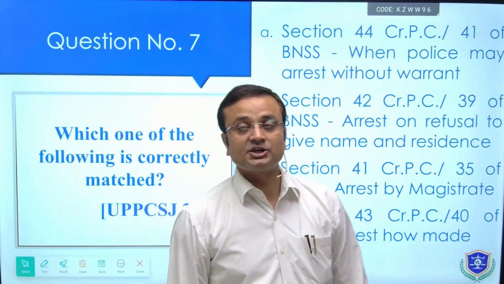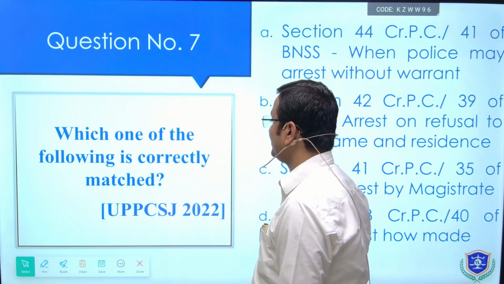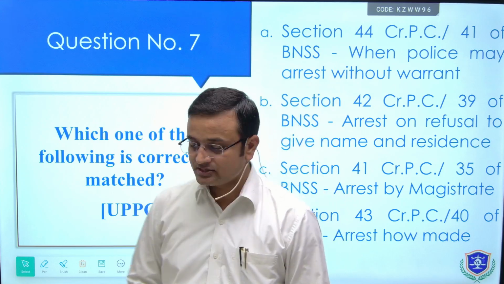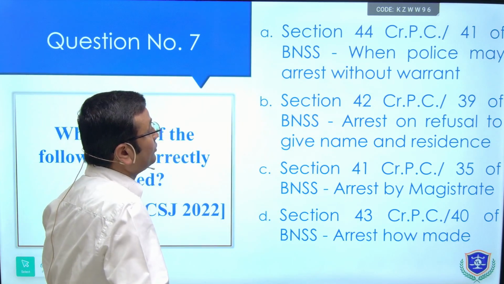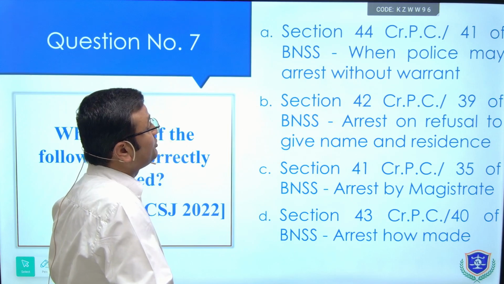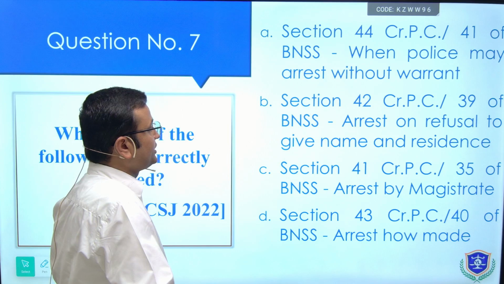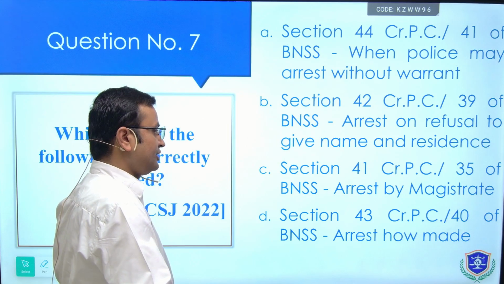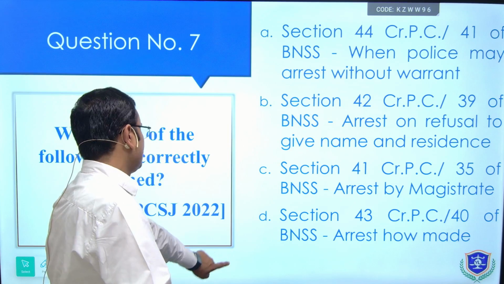Let's see the next question. Which one of the following is correctly matched? This is again asked in UP-PCSJ. Section 44 CrPC, which has now become 41 of BNSS, when police officer may arrest without warrant. Section 42, arrest on refusal to give name and residence. Section 41, arrest by magistrate. Section 43, arrest how made.